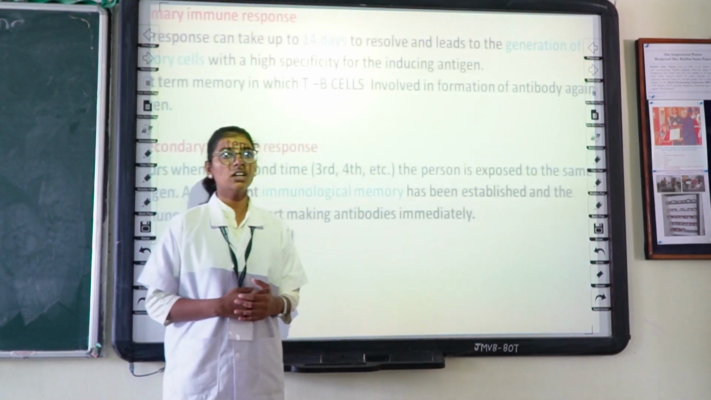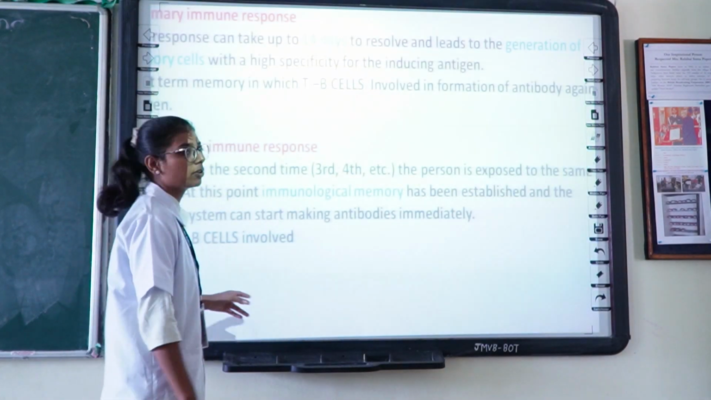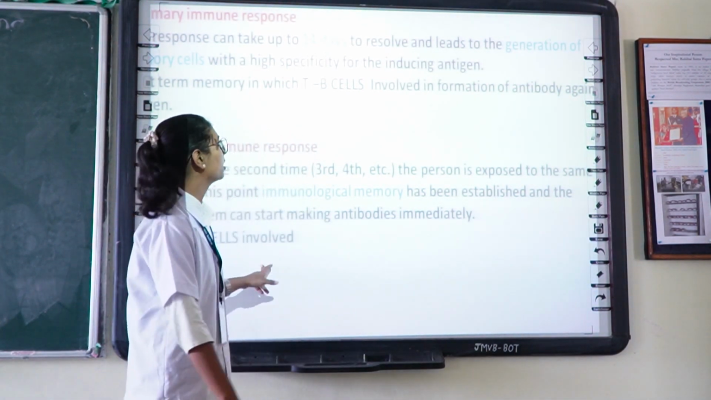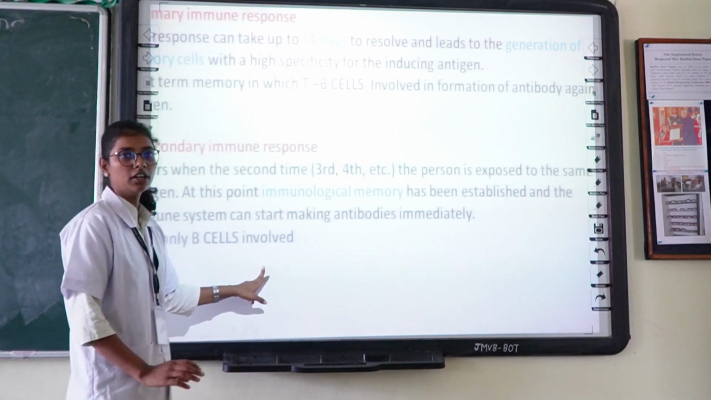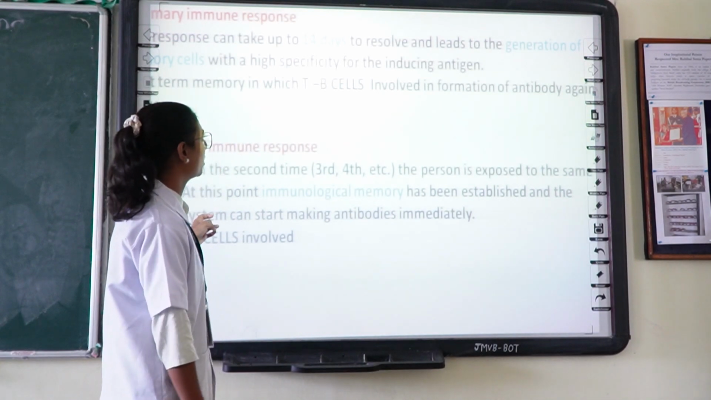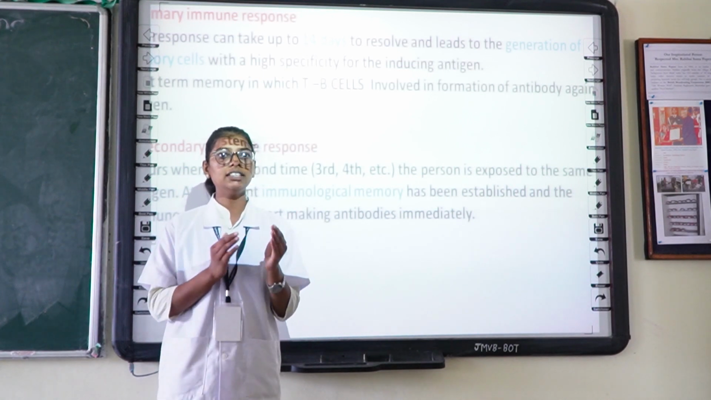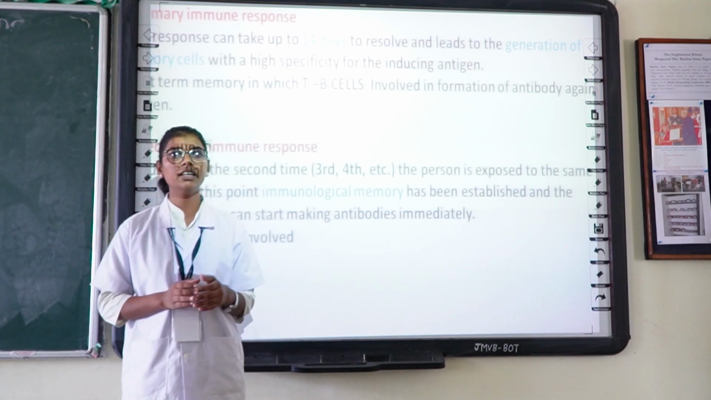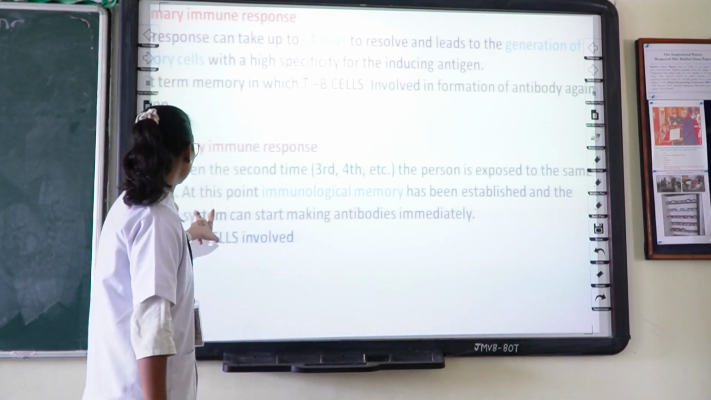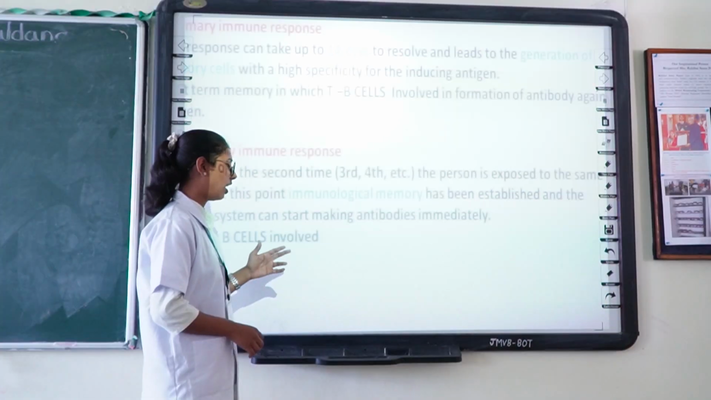Next, we can see the primary immune response. The primary immune response lasts for 14 days. Generation of memory cells does not specifically occur here, due to which it is involved in the formation of only antibodies. It occurs just for a short period. In the secondary immune response, we can see that it occurs the second, third, or fourth time in the person, at which point immunological memory is developed.